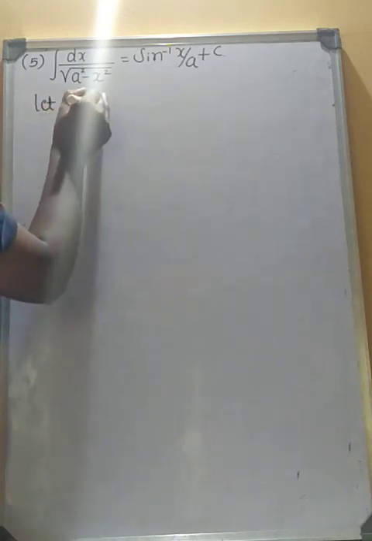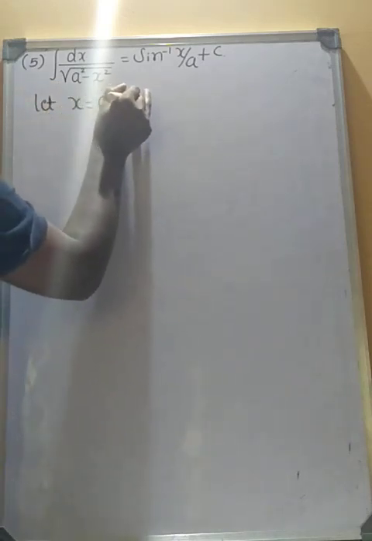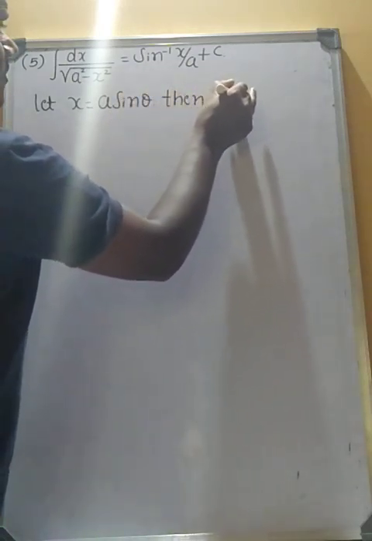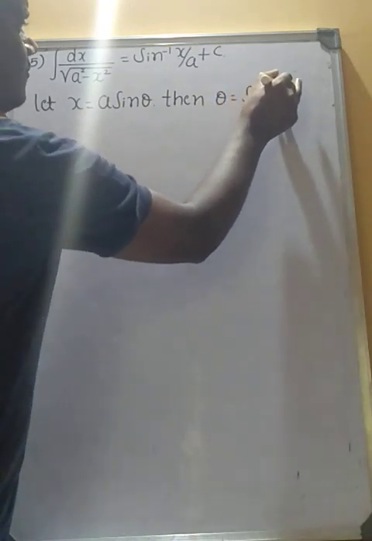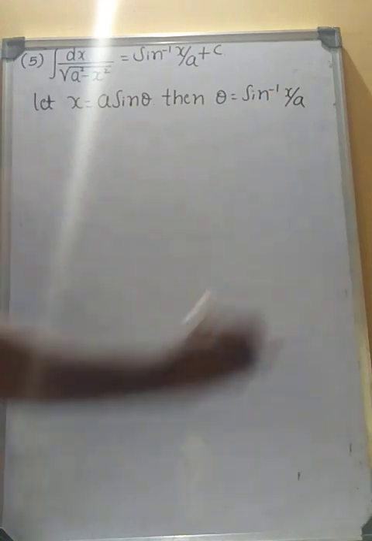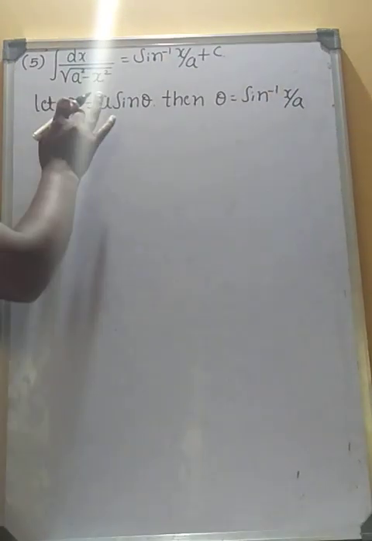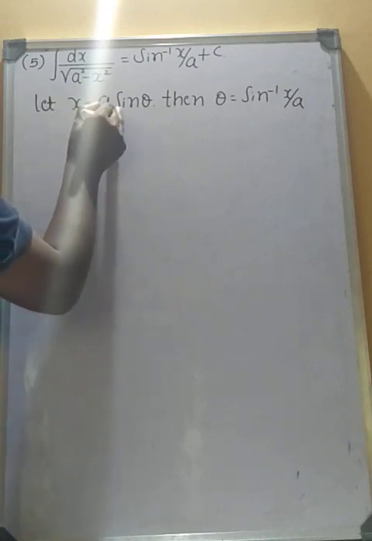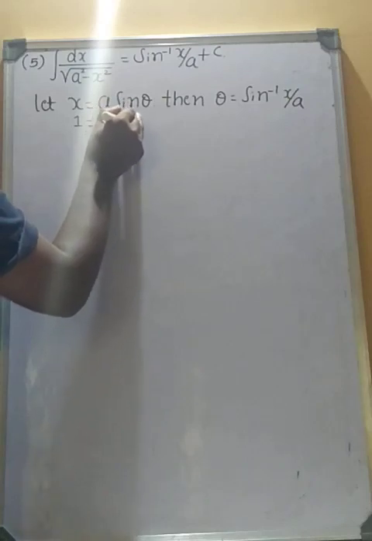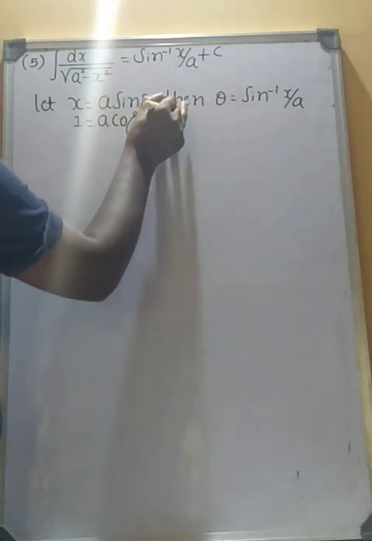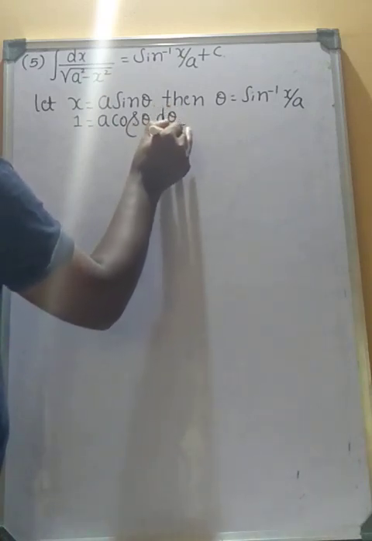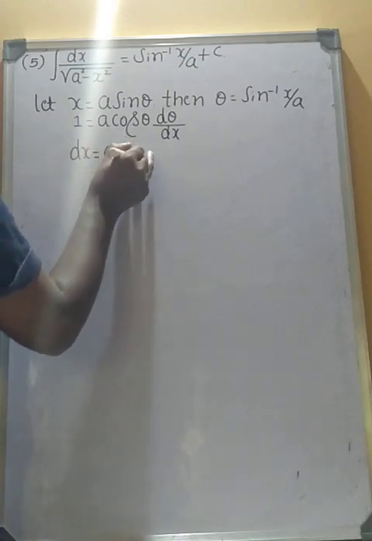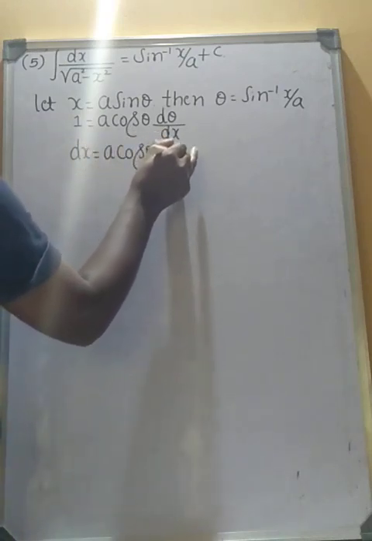Let x is equal to a sine theta, then theta is equal to sine inverse x divided by a. Differentiate with respect to x. d by dx of x is 1 equals a, d by dx of sine theta is cos theta into d theta by dx. Therefore, dx is equal to a cos theta into d theta.